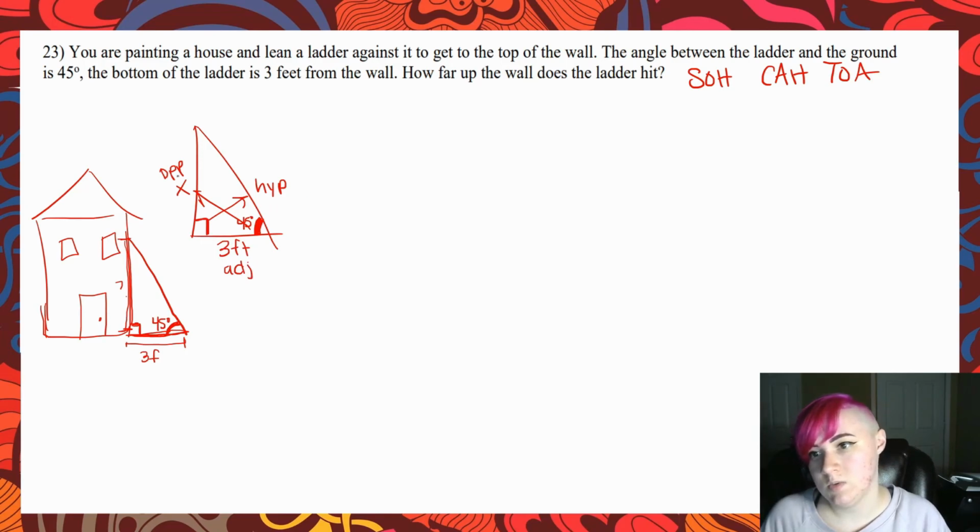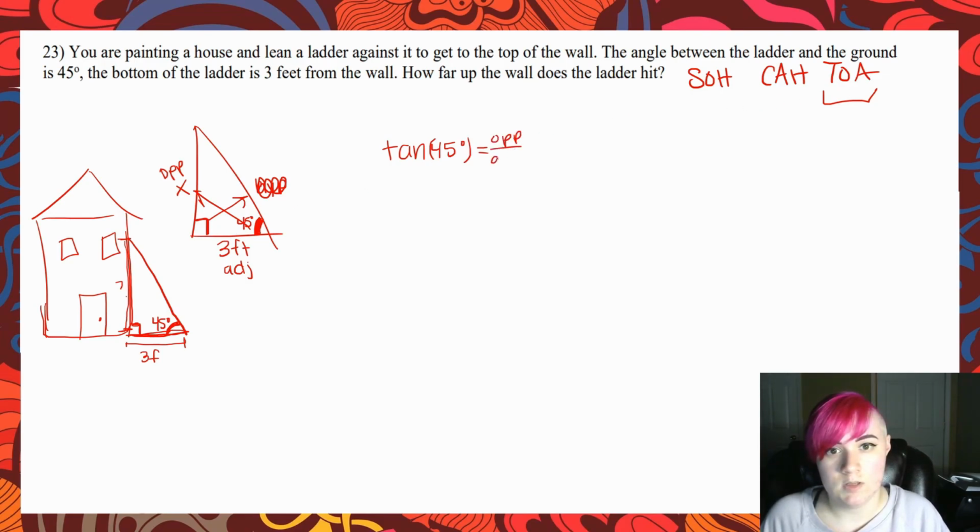Okay, so we have opposite and adjacent. We don't have a hypotenuse. That's going to be tangent here because it has opposite and adjacent. So we have a tangent of 45 degrees here. We'll go and do it that way. We don't have to write it all out. Okay, tangent is going to be opposite over the adjacent. So this tangent of 45, we put in the numbers there. Opposite is x. Adjacent is 3.